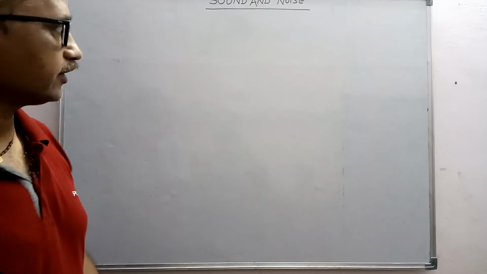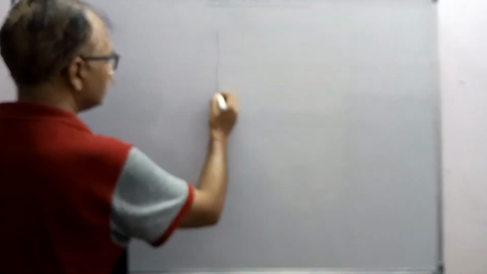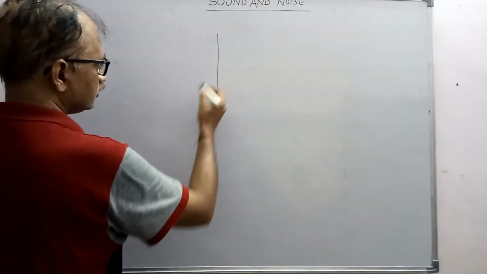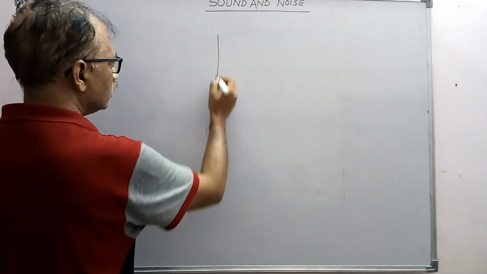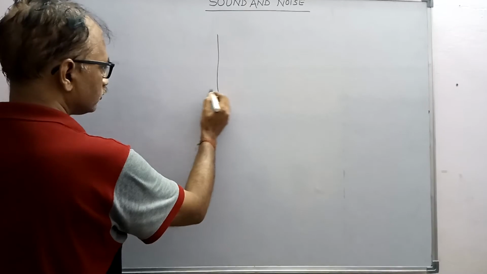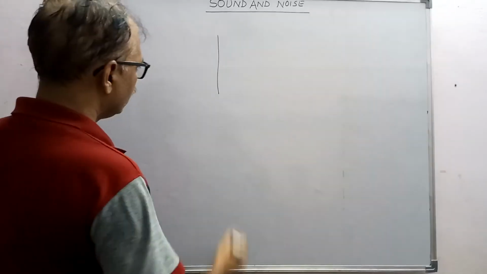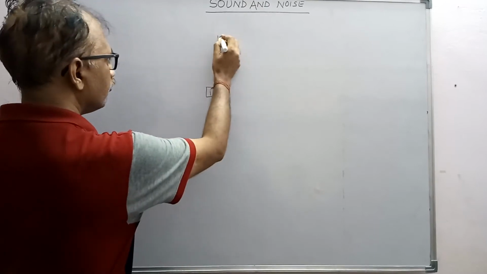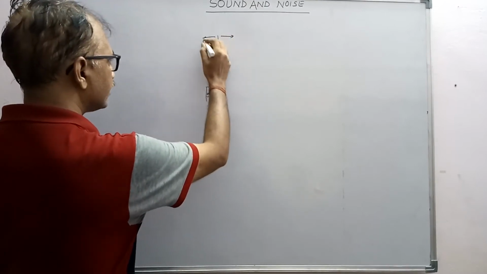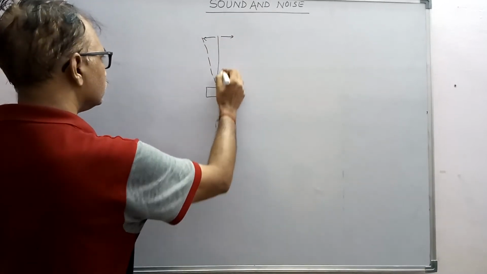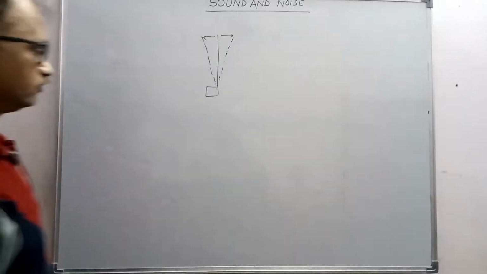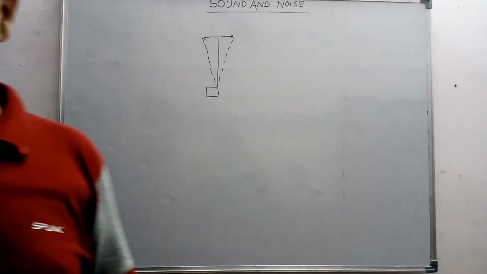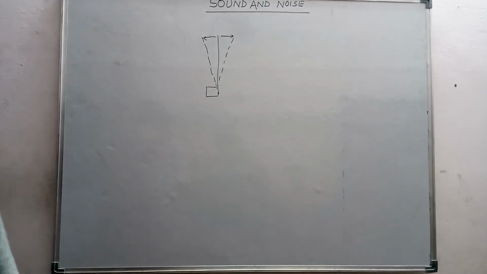Now vibration is where an object moves to and fro. Suppose this is a scale, a ruler, and it is kept on some fixed stand, and it is made to vibrate in this direction like this. So this is a vibration. So when a sound is produced, it is produced by vibrations. Sound is produced by vibrations.